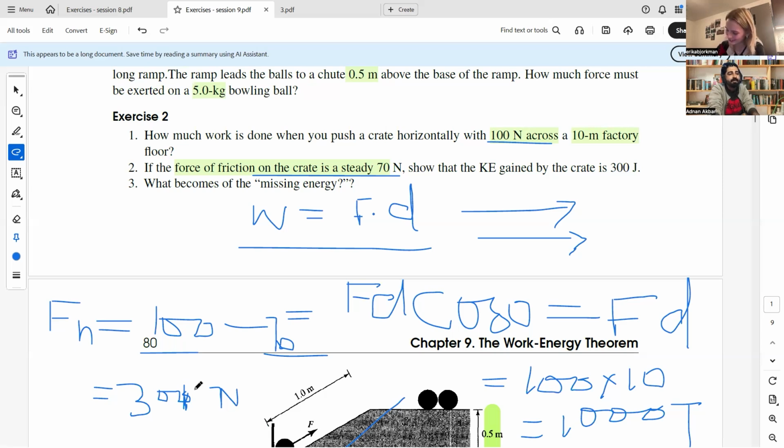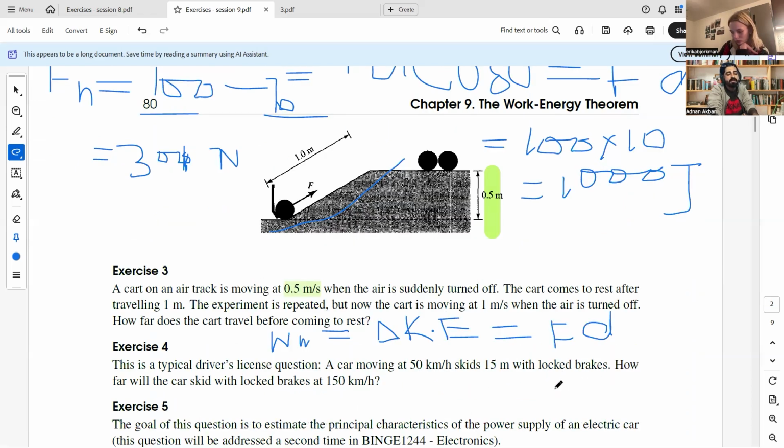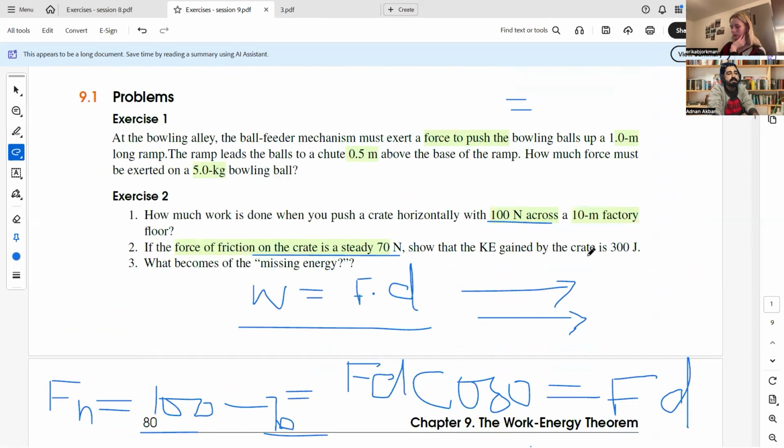For the 30 Newton force, we need to show that the kinetic energy gained by the crate is 300 joule. Again, we calculate the net work done, which is equal to F d. F is the net force, that is 30, and d is the covered distance, that is 10. So 30 multiplied by 10 is equal to 300 joule, that is the kinetic energy. So we proved 300 joules.